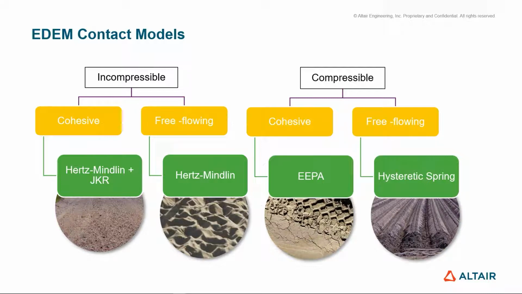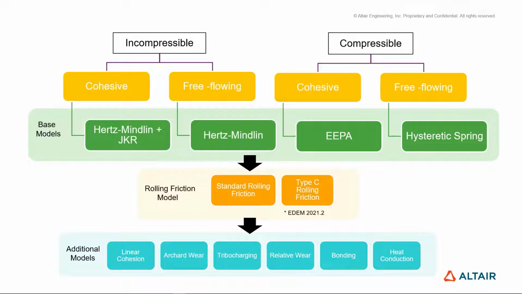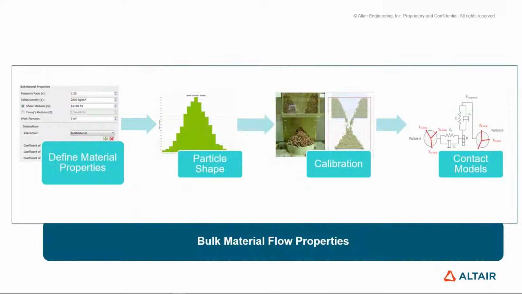I won't go into details about these models, as this is not the aim of this presentation. However, here we can see a schematic of the different EDEM models. So you can choose one of the base models, then a rolling friction model and additional models. You can chain them together to best represent your application. And all these components combined together produce a fit-for-purpose bulk material flow behavior, and that's what we want to achieve.